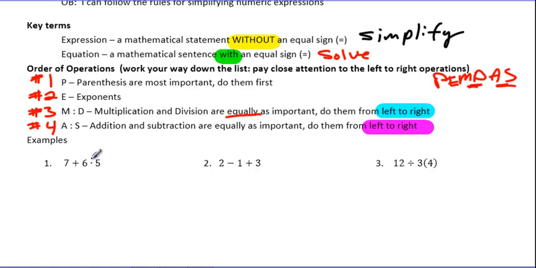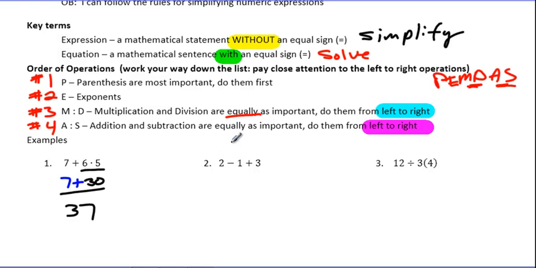In this problem, I see that I'm adding two numbers and I'm multiplying two numbers. If you look at the order of importance, multiplication is more important than addition, so I'm going to do this first. Then I'm going to drop down the remaining part of the problem. After that, all I have now is addition, so I can add those together, and my answer is 37.